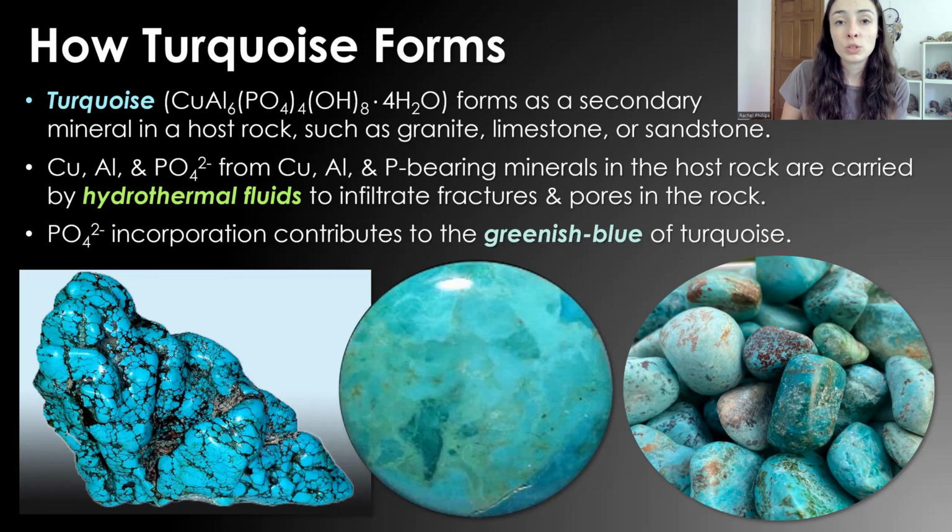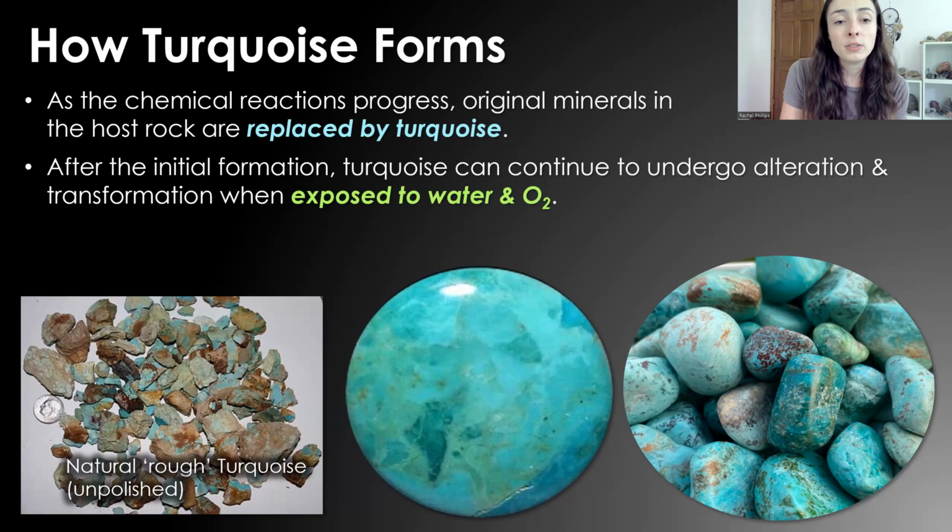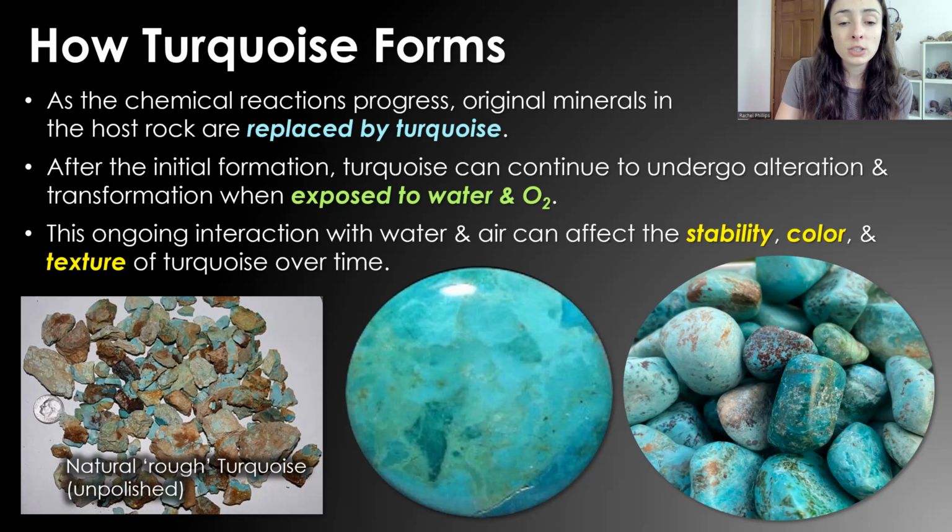And in terms of turquoise's color, its greenish blue color is caused by copper, but it's in part caused also by phosphate, which I didn't know before making this video. As the chemical reactions within the hydrothermal fluid progress, original minerals in the host rock are replaced by turquoise. After the initial formation, turquoise can continue to undergo alteration and transformation when exposed to water and air. The ongoing reaction with water and air can affect the stability, color, and texture of turquoise over time.